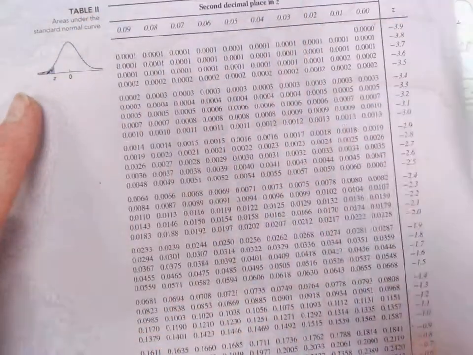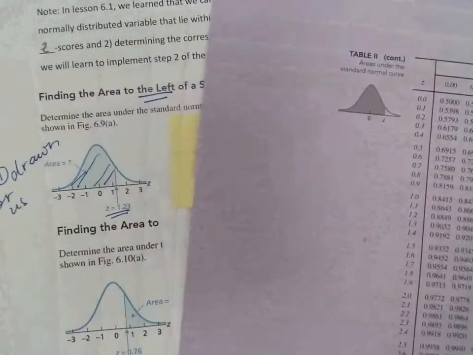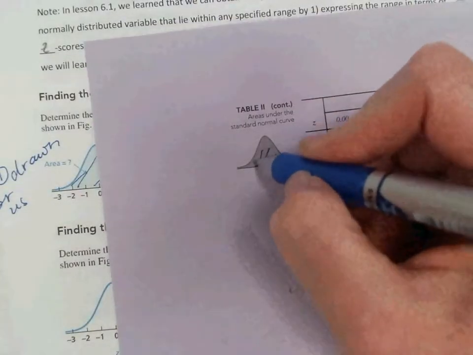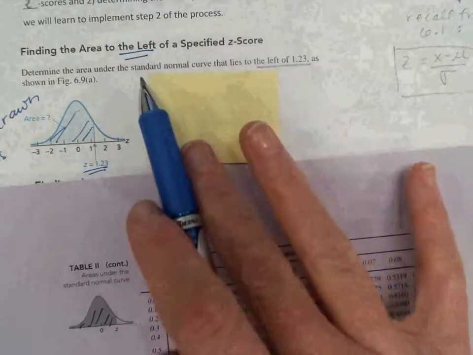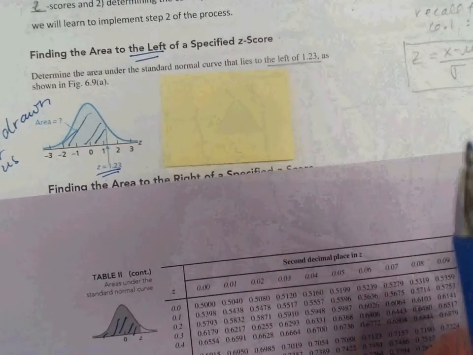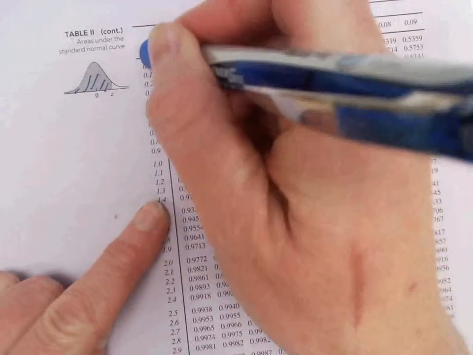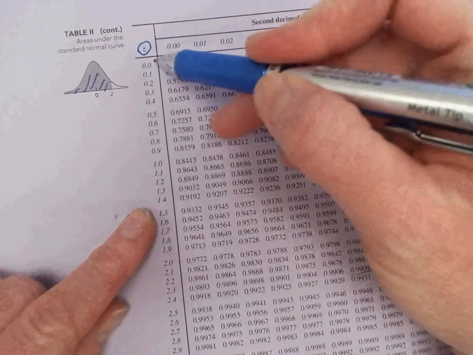But notice too that both have area. The default is shaded to the left. Both sides, shaded to the left. Okay, that's why. Shaded to the left is first, area to the left, it's the simplest one. So I'm going to find 1.23 is positive, so I'm on this side. I'm going to go to 1.2. Notice it says z right here. So I'm going to look for my z-score.